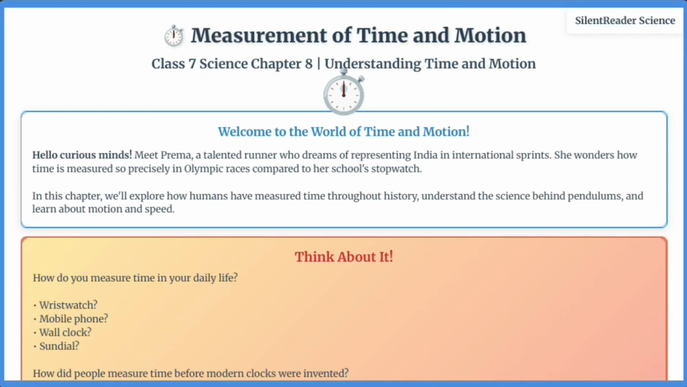Welcome to Chapter 8 of Class 7 Science, Measurement of Time and Motion. In this fascinating chapter, we'll explore how humans have measured time throughout history and understand the science behind motion and speed. We'll meet Prema, a talented runner who dreams of representing India in international sprints. She wonders how time is measured so precisely in Olympic races compared to her school's stopwatch.